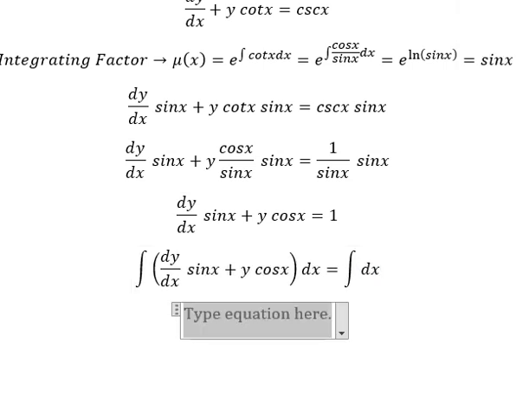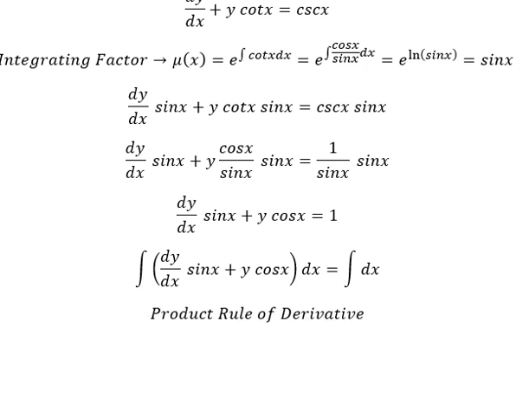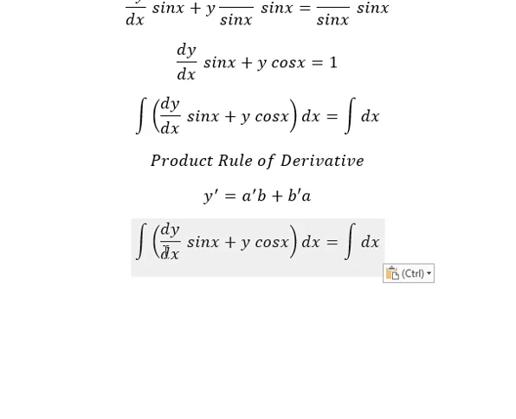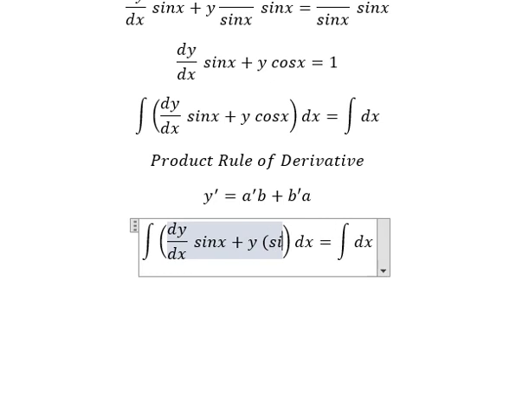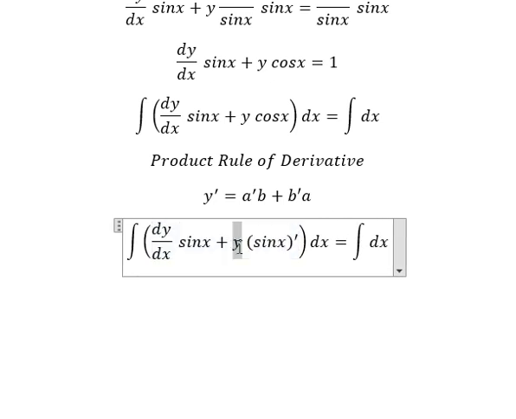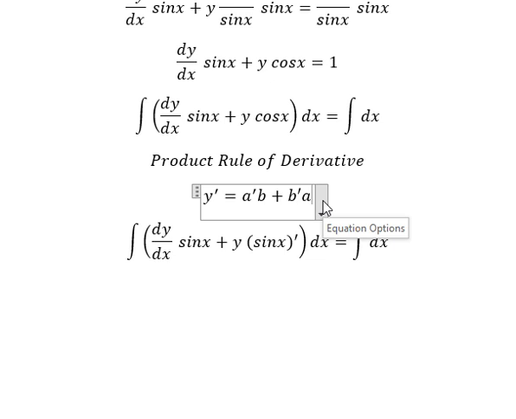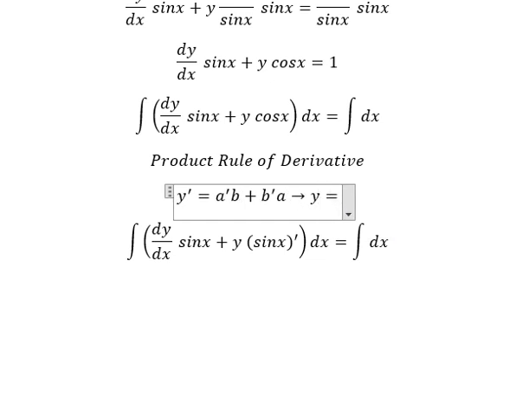Next, we can use the product rule of derivative. So we have the first derivative of y equals the first derivative of a multiplied by b plus the first derivative of b multiplied by a. So we have the first derivative of a multiplied by b, and this one we have the first derivative of b multiplied by a. So the integration of this one, we have y equals ab.